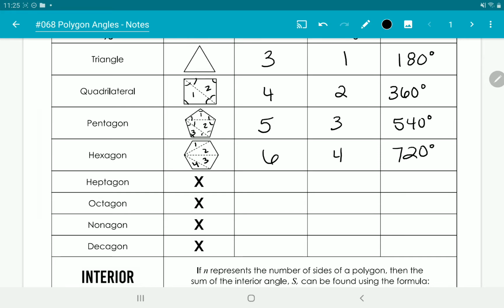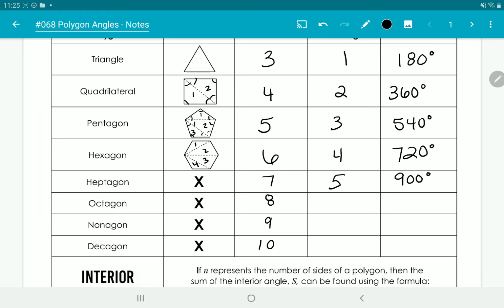Okay, so we don't have pictures for these ones, but you know we're going to go 7, 8, 9, and 10. So a 7-sided figure is a heptagon. You can see the pattern here. 1, 2, 3, 4. There's going to be 5 triangles in this one. 5 times 180 is going to give you 900 degrees.